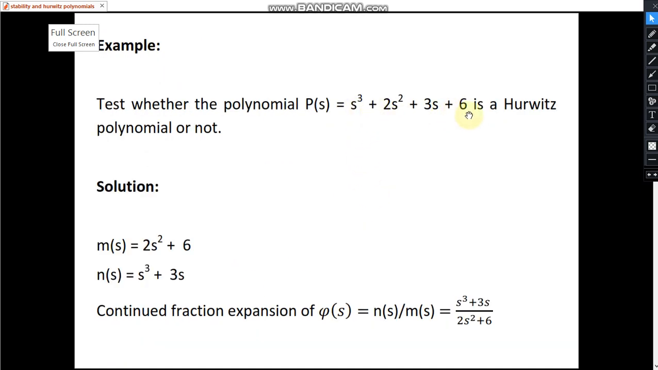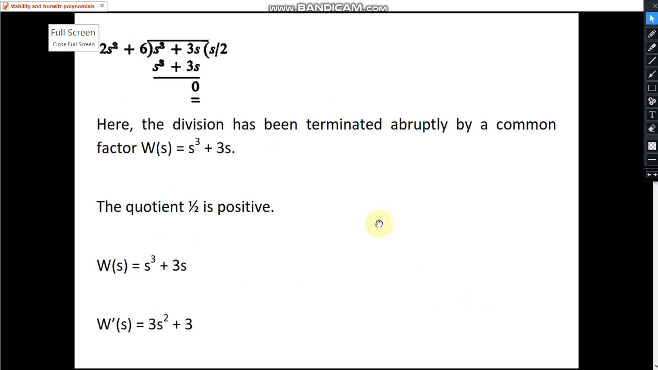In this example, again we start from the same process. Now let us see what happens. This divided by this, s cube divided by 2s square comes out to be s by 2. If we multiply this s by 2 with this, it will come out to be this. And this minus this is 0. We are not able to continue. The process has been terminated in between.